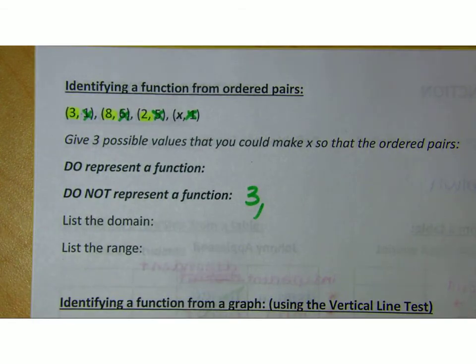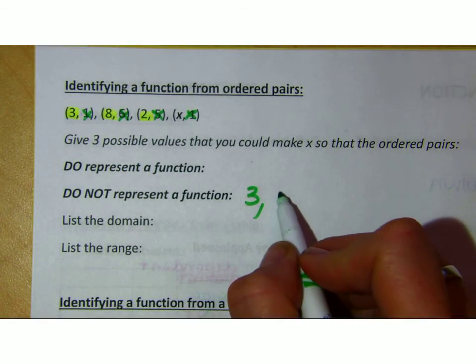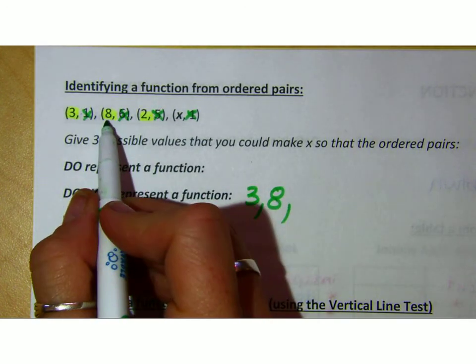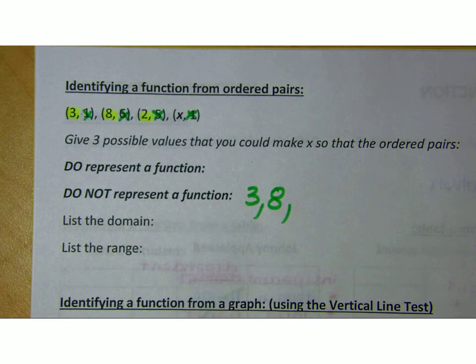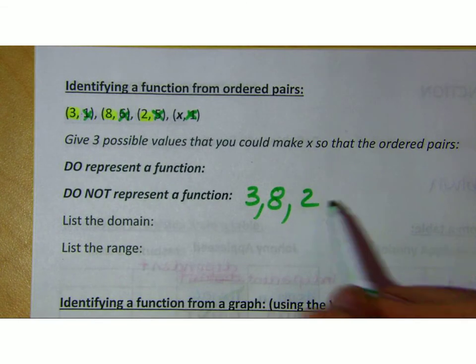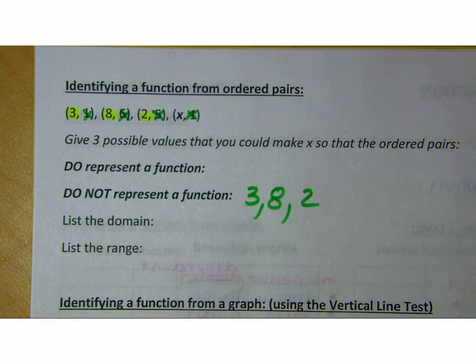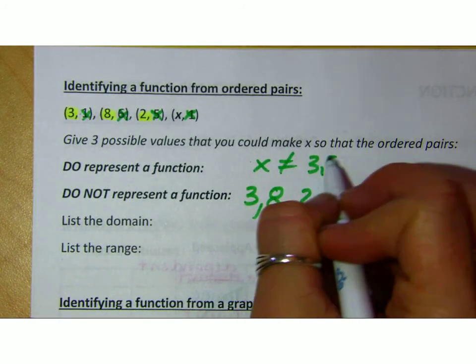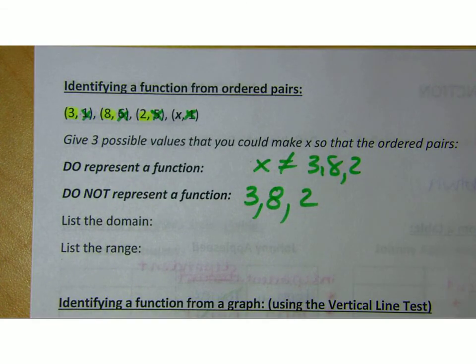8, sorry. 8, yep. 8 can't work. And then 2. Those are the only 3 that would make it not be a function. Give me a couple that make it represent a function. Hey, guess what? Anything except 3, 8, and 2 works. Agreed? Right? Anything except 3, 8, and 2, and you're good to go. It's still a function. All right, so now we have to talk about this.